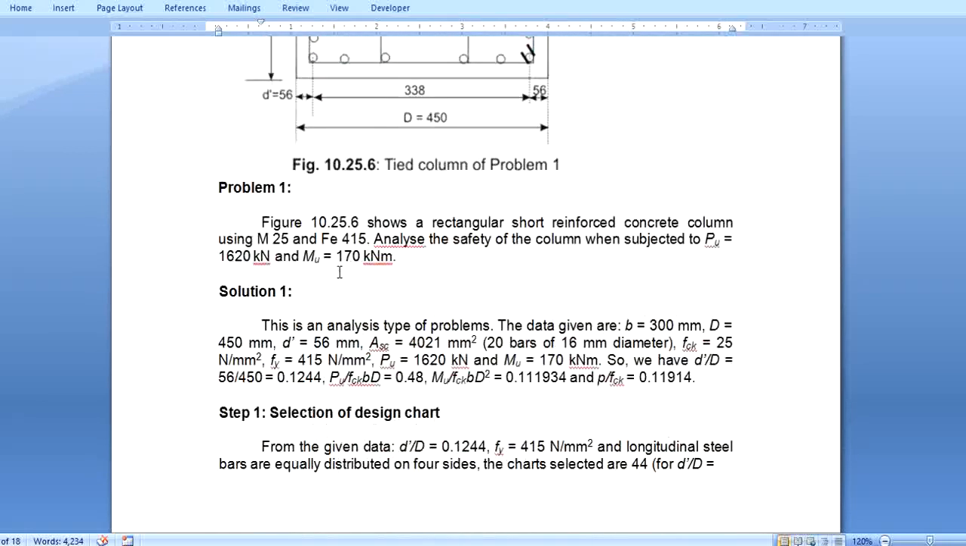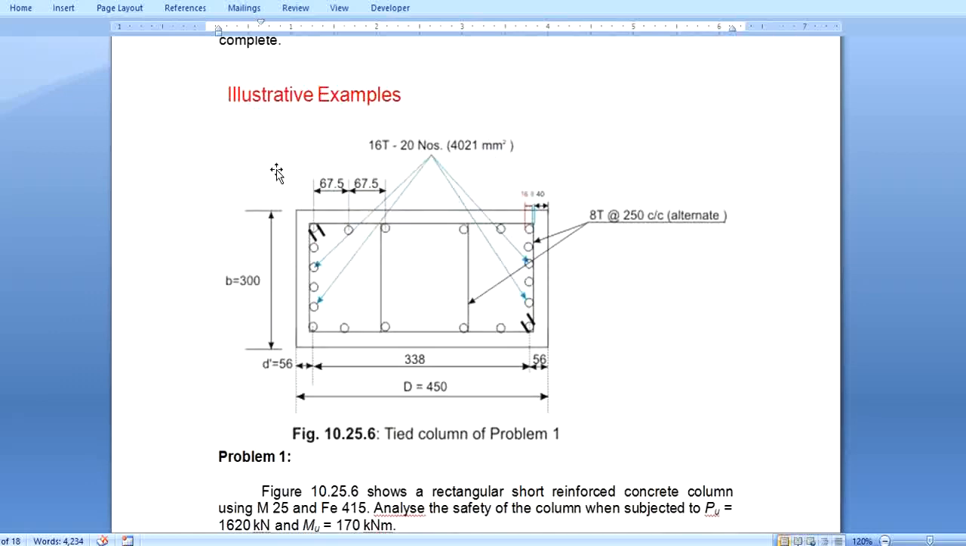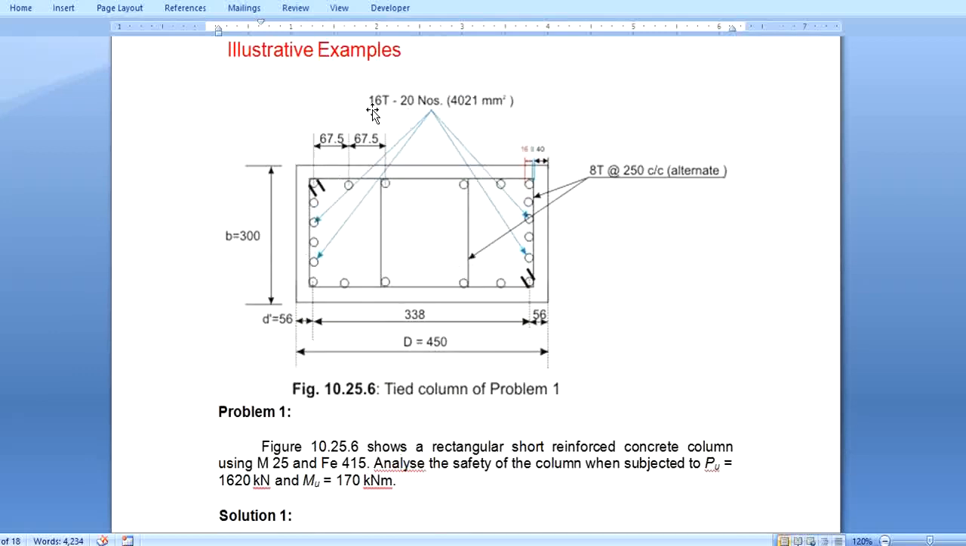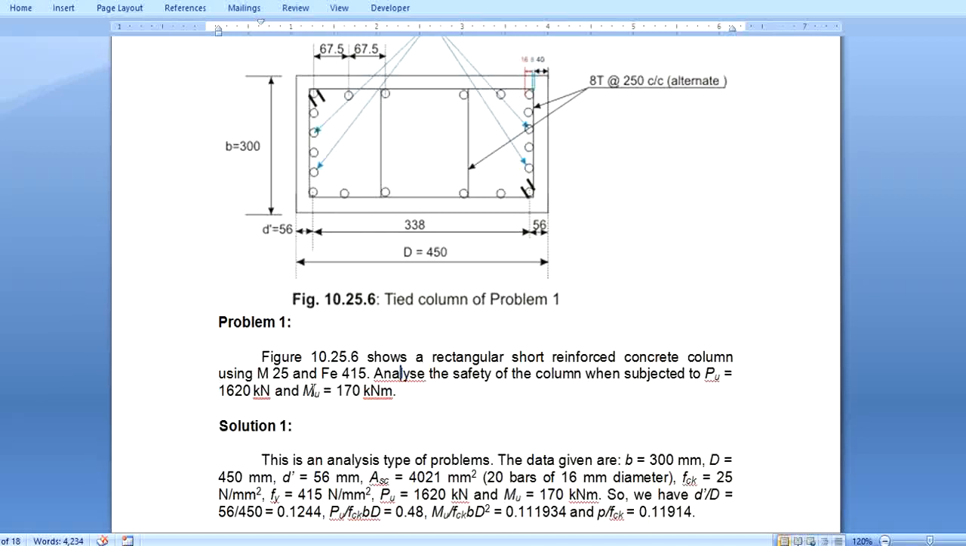Next, you can see I will take one example. Figure number 10.25.6 shows a rectangular short reinforced concrete column using M25 grade of concrete and Fe415 steel. Analyze the safety of the column when it is subjected to Pu equal to 1620 kilonewton and Mu equal to 170 kilonewton meter. So you can see over here the reinforcement is also given. They have given the values of Pu and Mu.